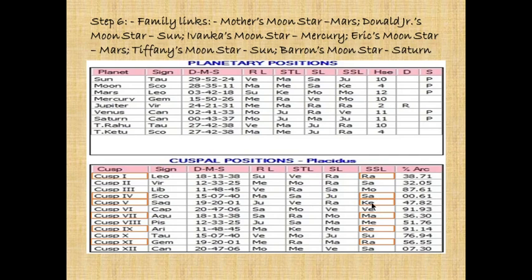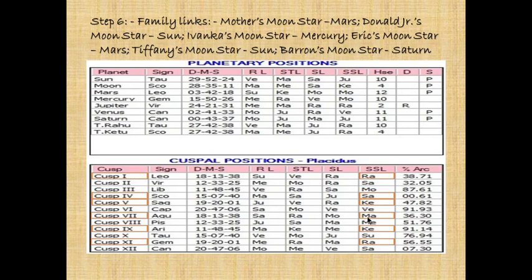Then first son, that's Mr. Donald J. Trump Jr. Fifth cusp is connected to first descendant. Here subsublord is Ketu. Ketu must make link with Mr. Donald J. Trump Jr.'s moon star, that's Sun. Ketu is in the star of Mercury, and Sun is in the star of Mars, and Ketu represents Mars. So here link gets established.